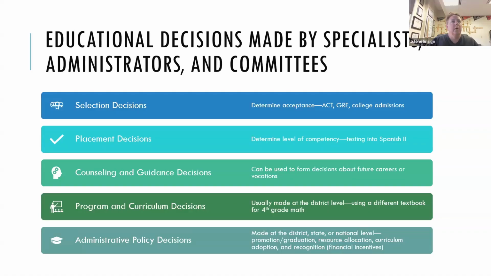So placement decisions. I give you an example here, testing into Spanish 2. When you came to Truman, you all had to do language placement, math placement, and that helps determine what class you're going to start at.